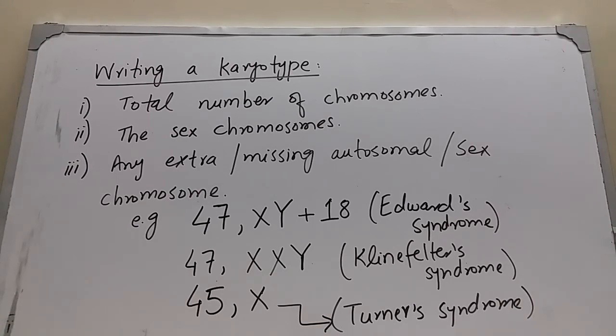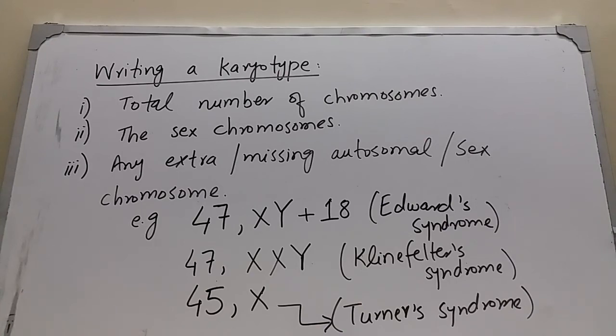Next is the karyotype of Klinefelter syndrome. In Klinefelter syndrome, an extra X chromosome is present in males. So the male will have a total of 47 chromosomes. I have written 47, comma, XXY. So XXY means one X is extra. It is the karyotype for Klinefelter syndrome.